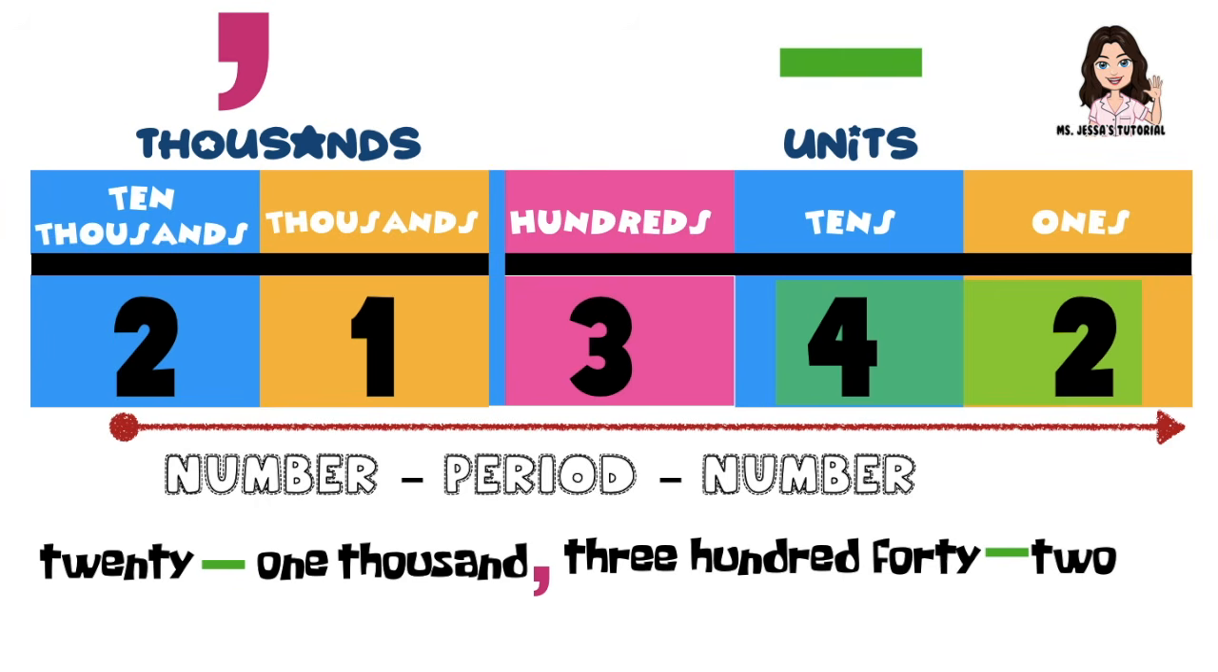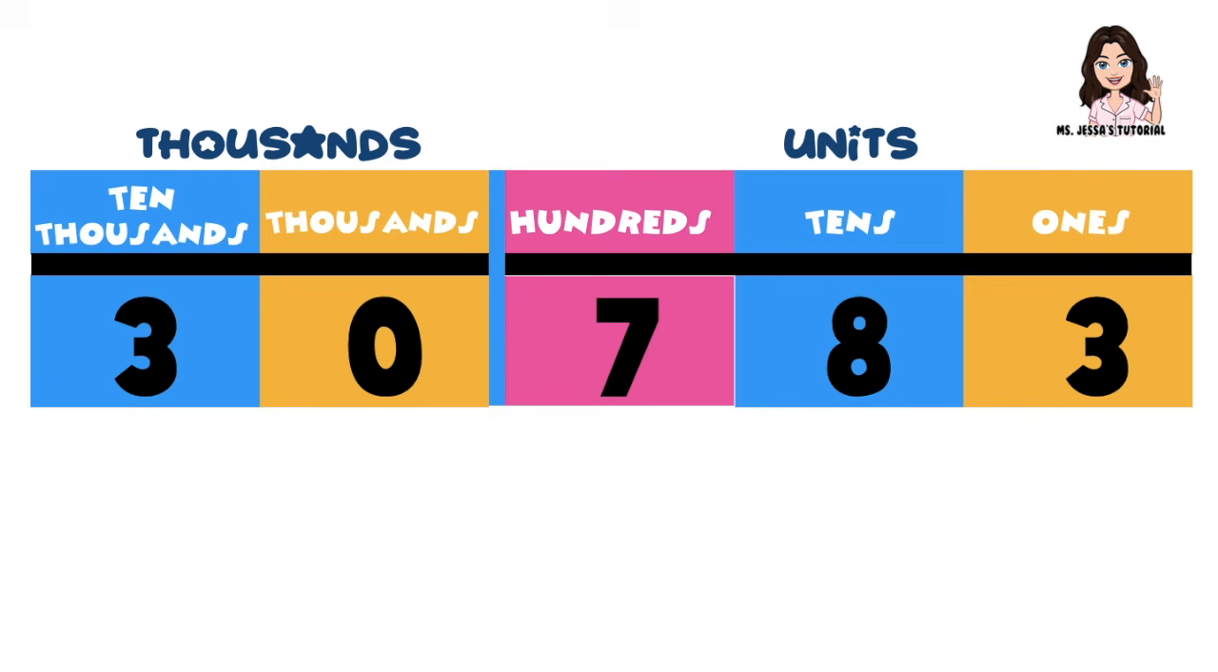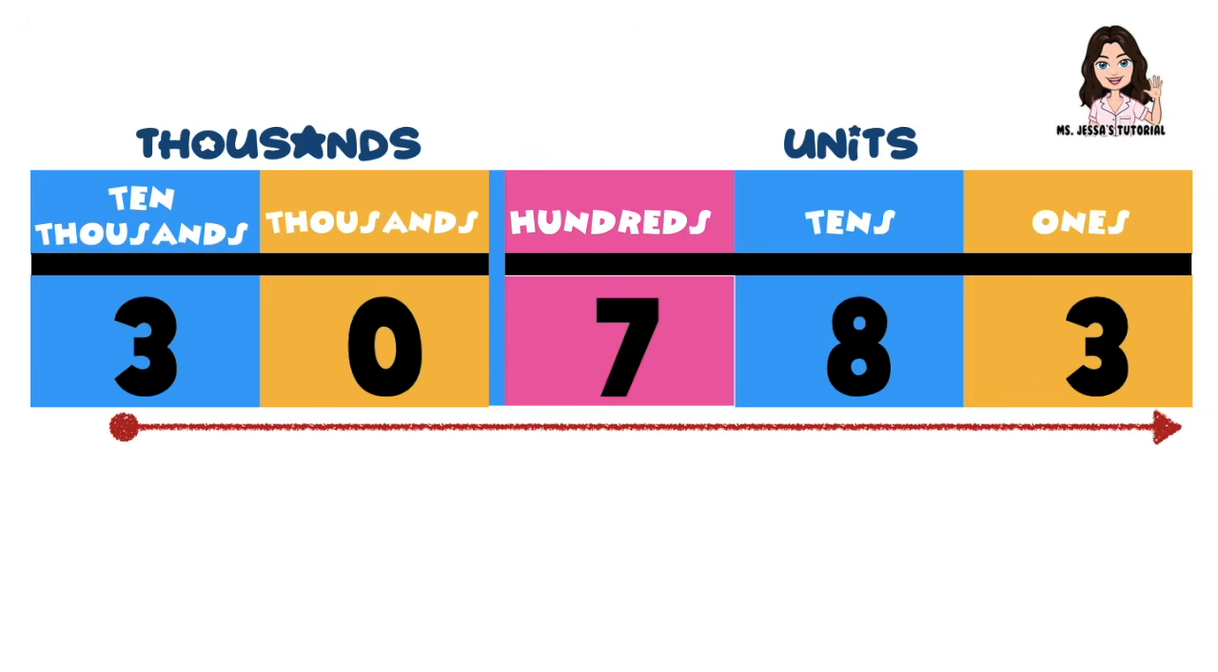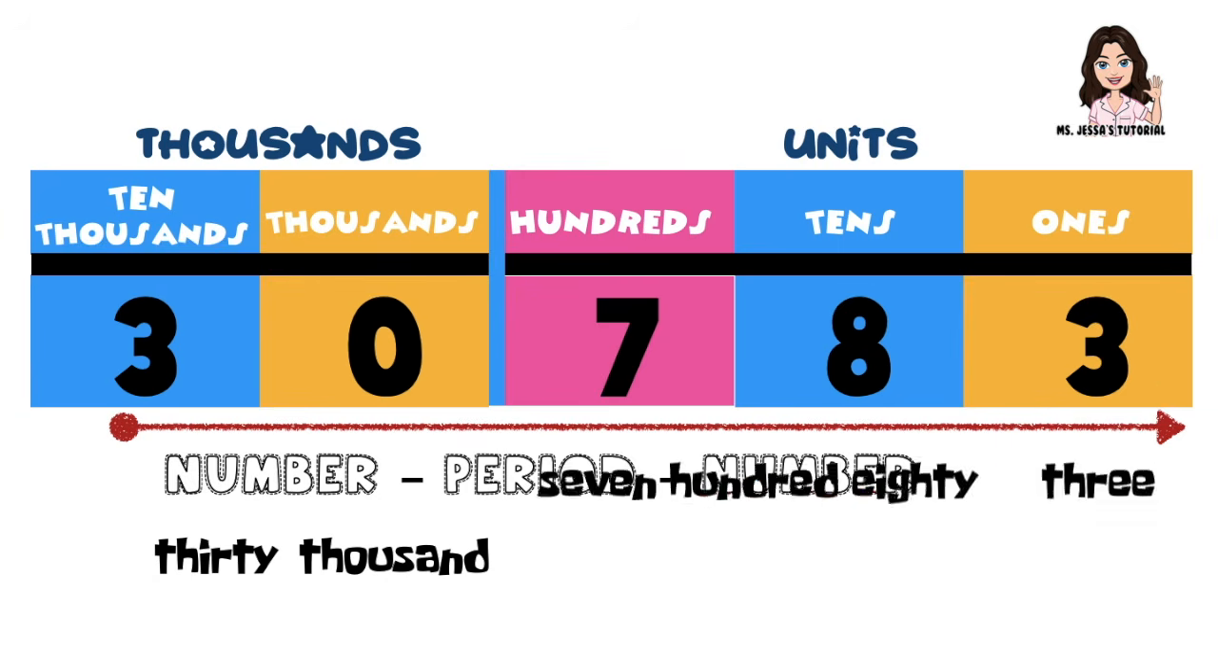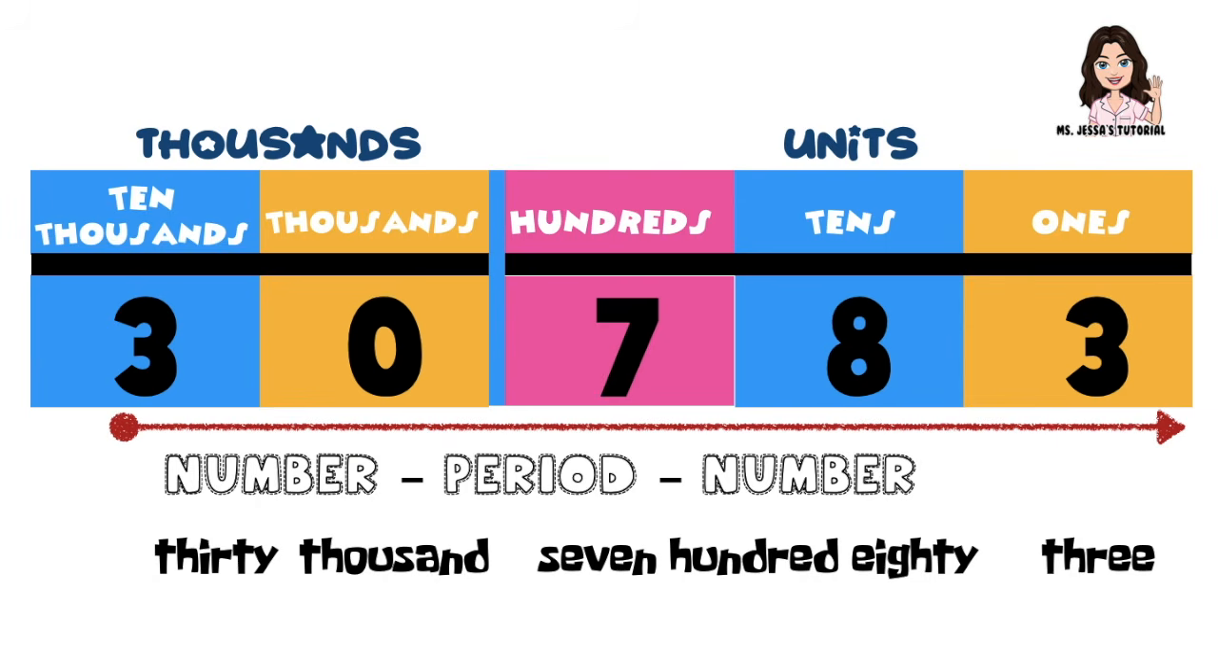Again, children, please read the number louder. 21,342. Let's have our next example. I have here this number. Again, in reading numbers, you're going to start from left to right, and we will follow this step: number, period, number. Let's read the first number at the thousands period. That is correct, 30. Then write the period, thousand, and the next number. How do you read the number at the units period? That's correct. That is 783.